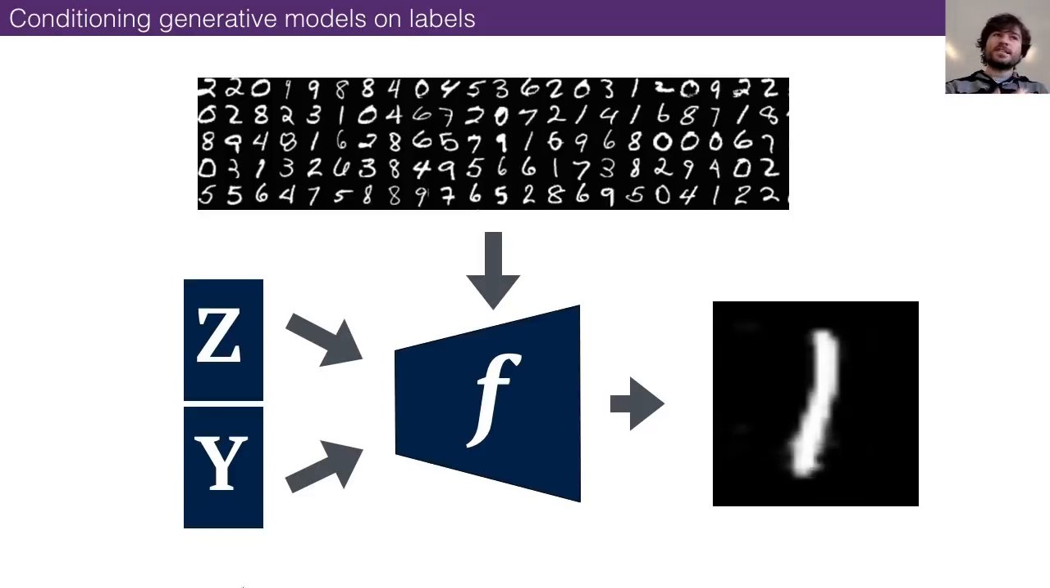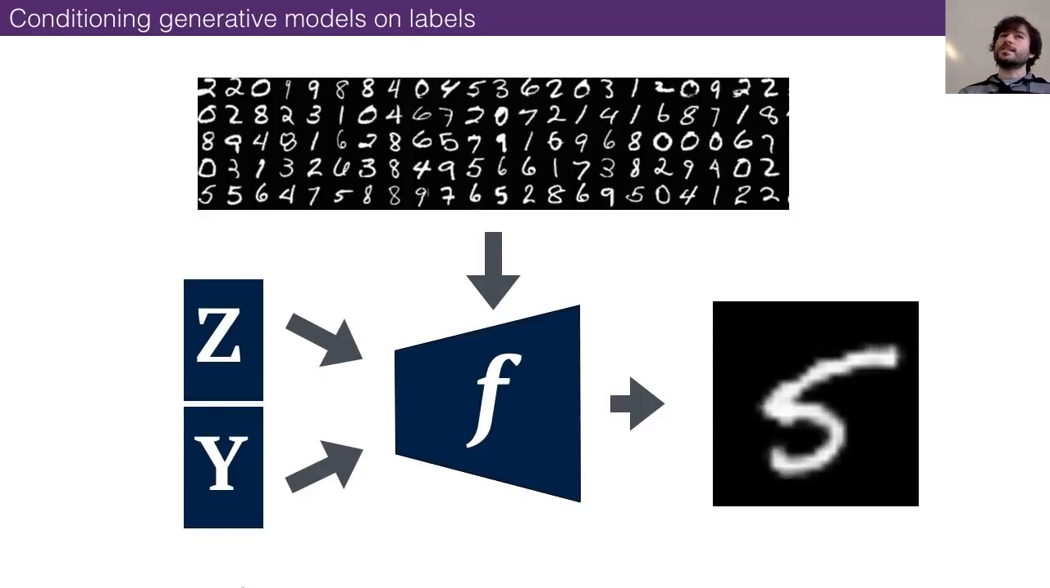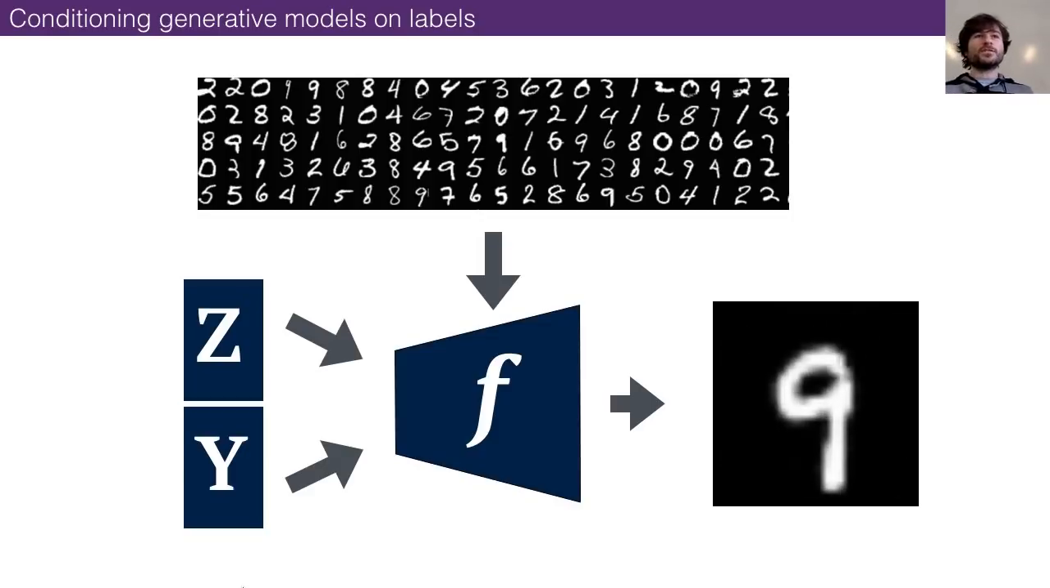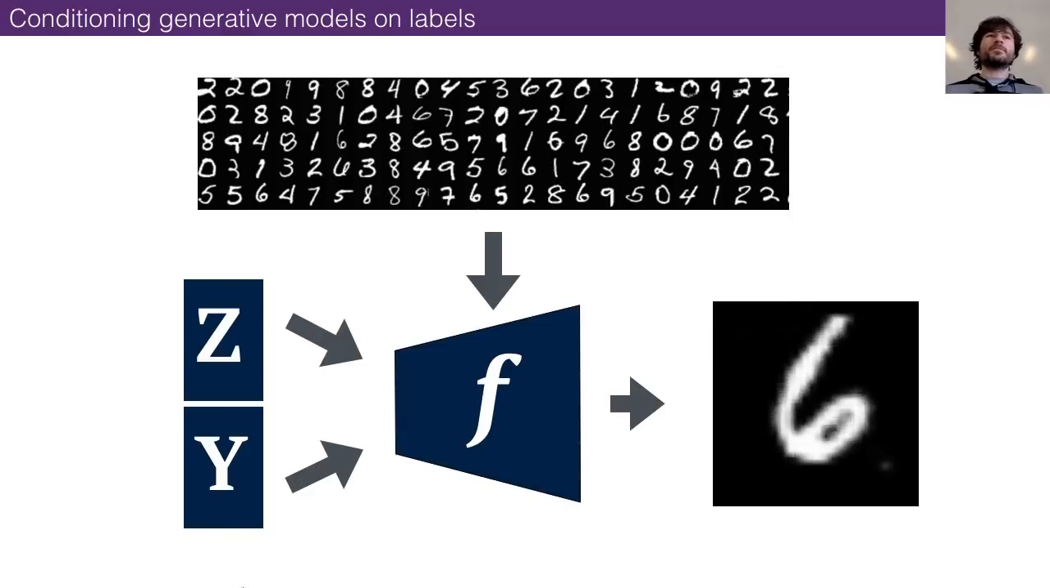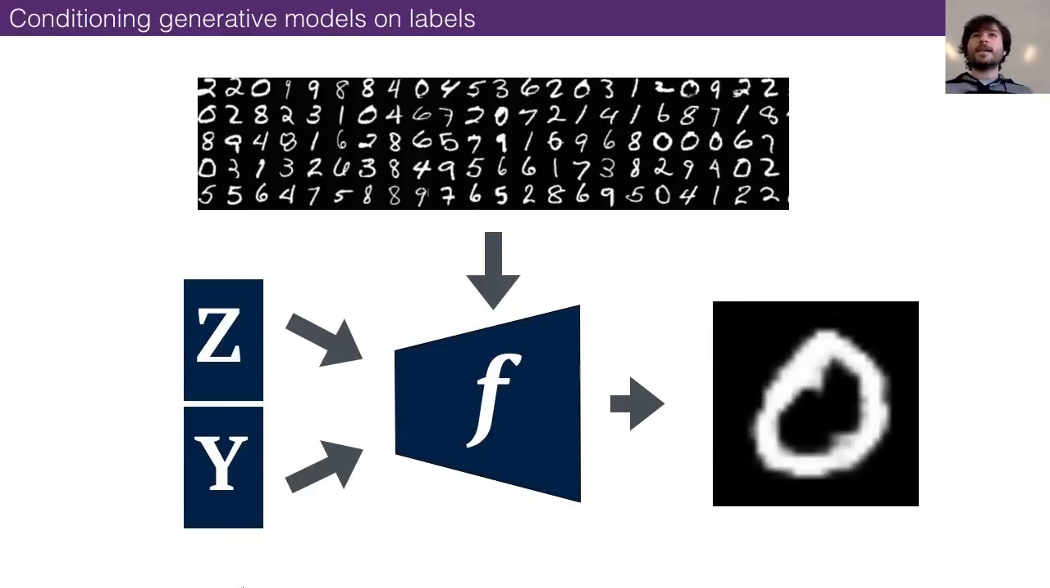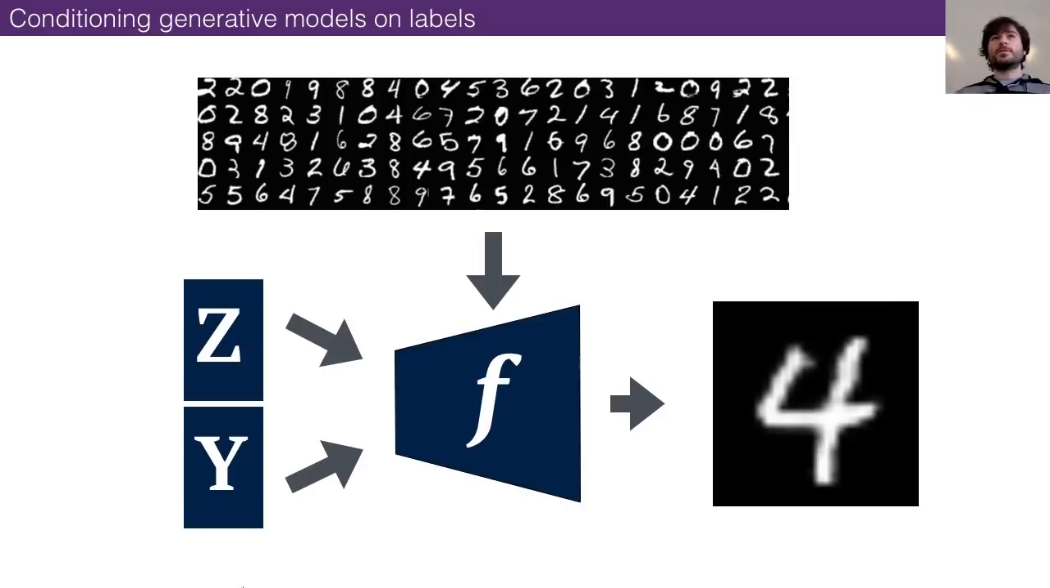Without giving it a Z? No, you still give it a Z. It has to take in a Z. But the point is that you can modify Z also. Z will still control the high-level features that are independent of the labels to some degree, but Y will modulate the actual label.